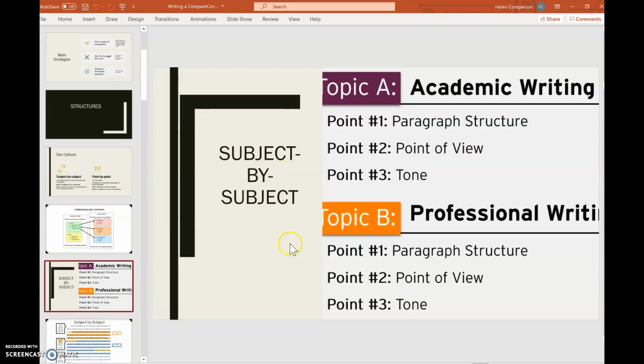So breaking this down, these are more examples. So here we have for topic, if this would be subject by subject, topic A, your first paragraph is going to be on academic writing, paragraph structure, point of view, and tone. Your topic B is going to be on professional writing, paragraph structure, point of view, and tone.